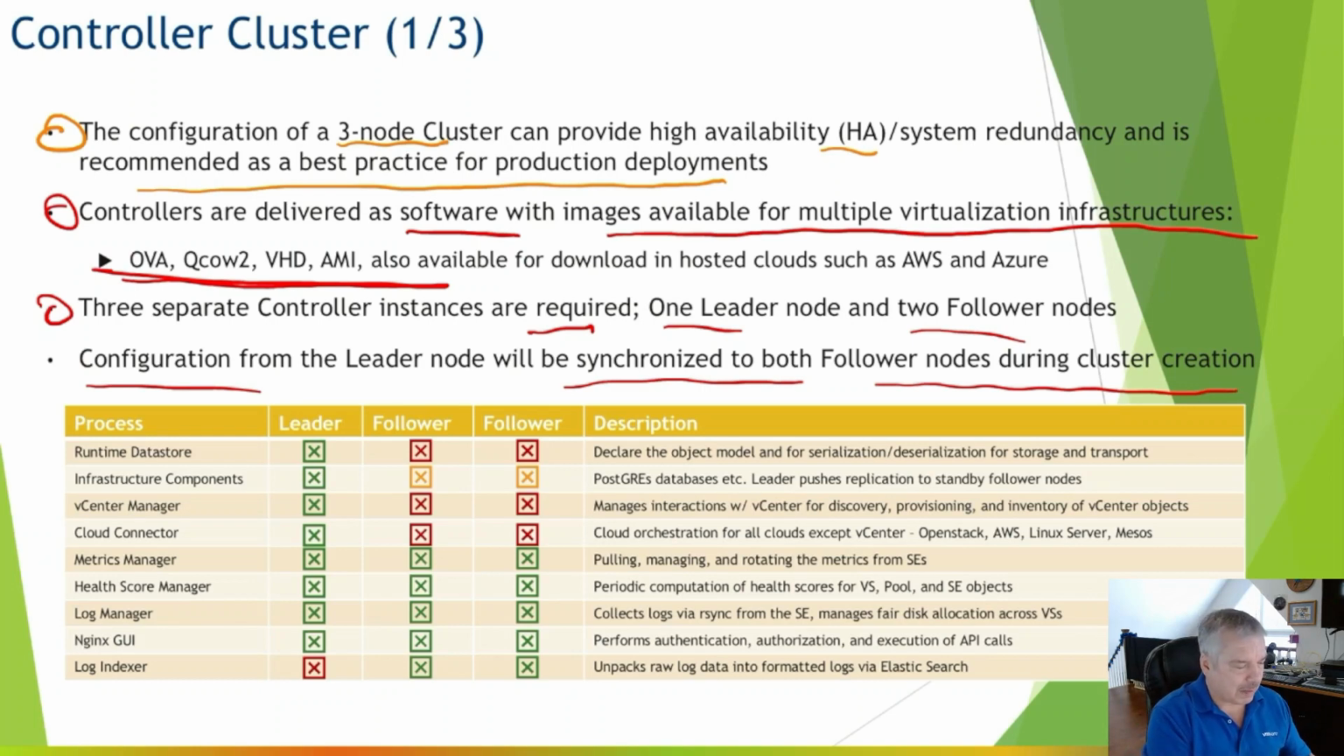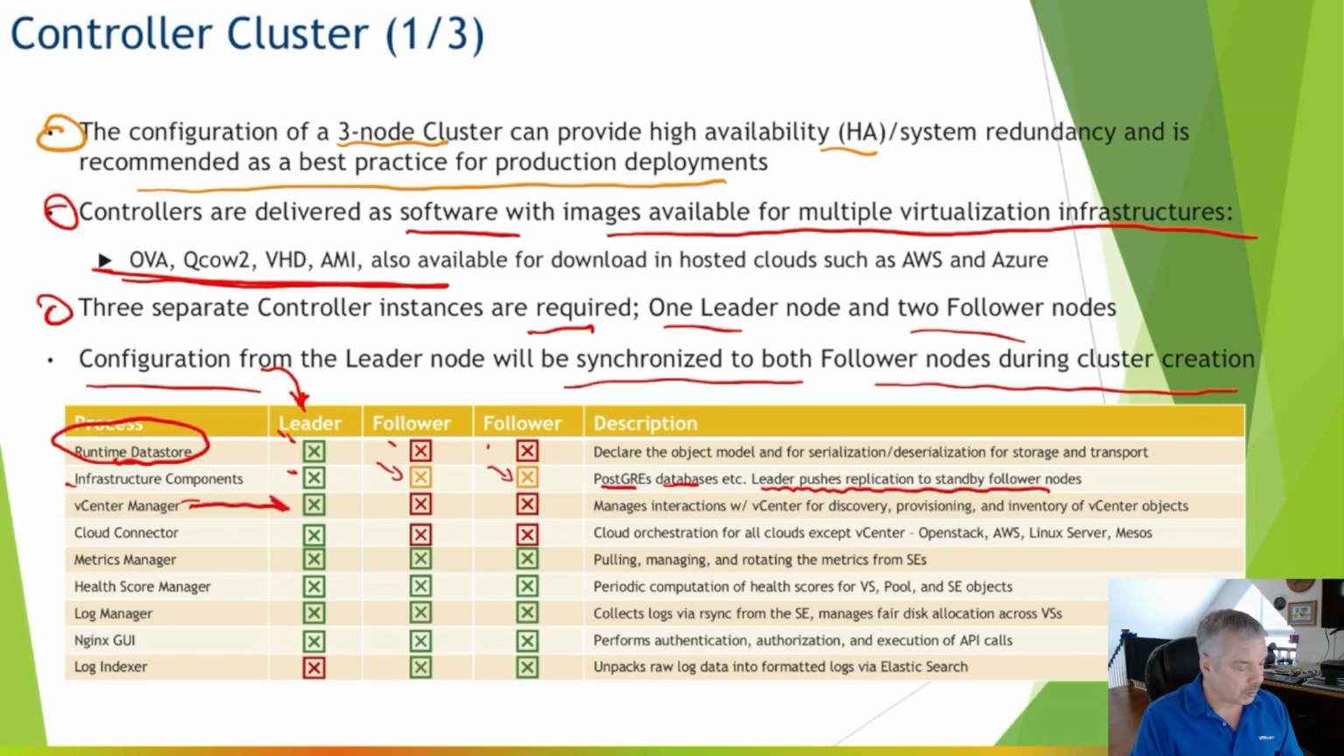So in this example, one of the nodes will be considered a leader. And technically, I don't really care who it is. The leader has certain tasks to run. So the runtime data store, it looks after that. The followers don't do anything with that. Infrastructure components, again, it's in charge of that. So for the Postgres database, the leader pushes replication to the standby. Notice this is kind of orange. It means that the replication service runs on the followers because it's got to receive this stuff. That's one example of it.